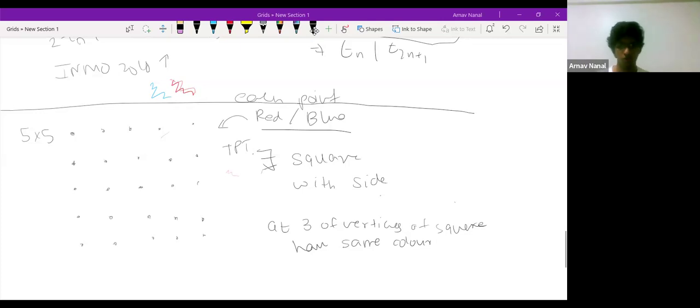Yeah, they need not be parallel. I mean, just to clarify, you can have a square like this or something. So you can have a square of something like this also. Like this is a valid square.